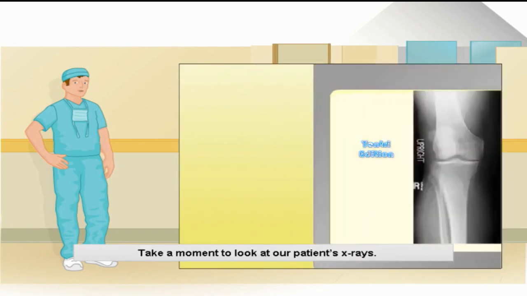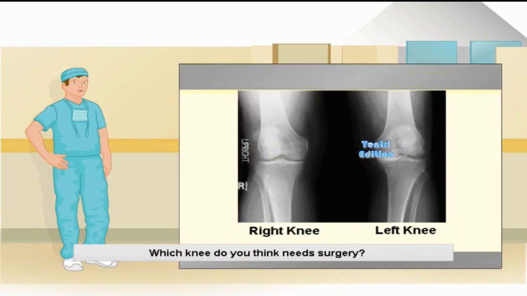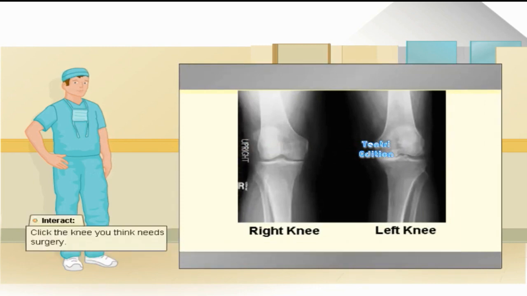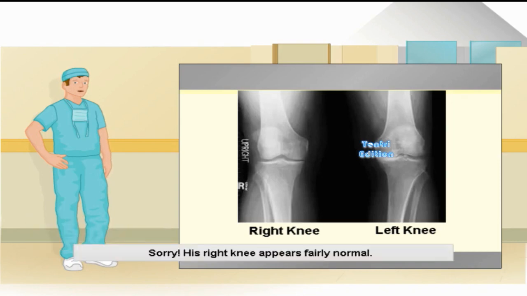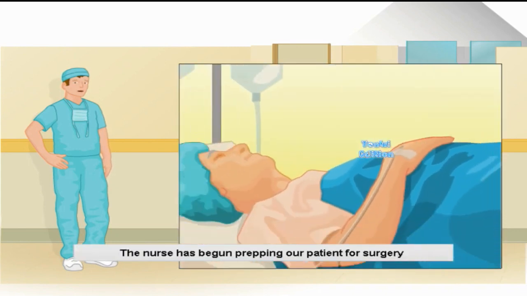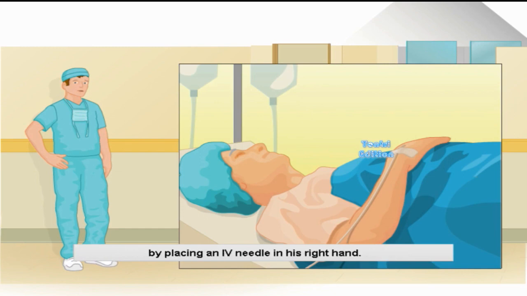Take a moment to look at our patient's x-rays. Which knee do you think needs surgery? Sorry, his right knee appears fairly normal. His left knee appears worn down and lacking cartilage, which is likely the cause of his pain. The nurse has begun prepping our patient for surgery by placing an IV needle in his right hand.